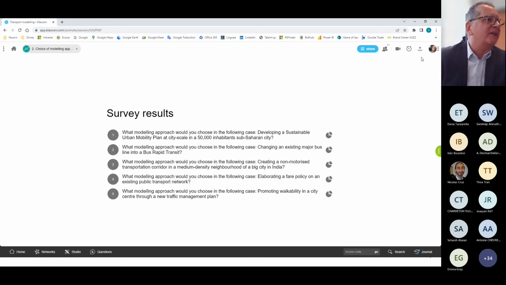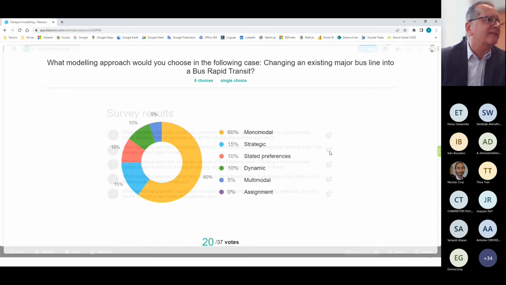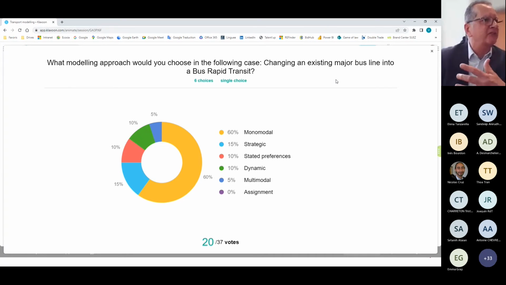Okay, good. Second case, changing an existing major bus line into a bus rapid transit. So, okay, most of people have voted monomodal and possibly strategic. Yes, monomodal might be a good approach if it's changing an existing major bus line into a bus rapid transit, meaning that probably most of the future ridership is already, well, we can consider at least that the ridership of the existing line is a representation of the potential of the BRT.